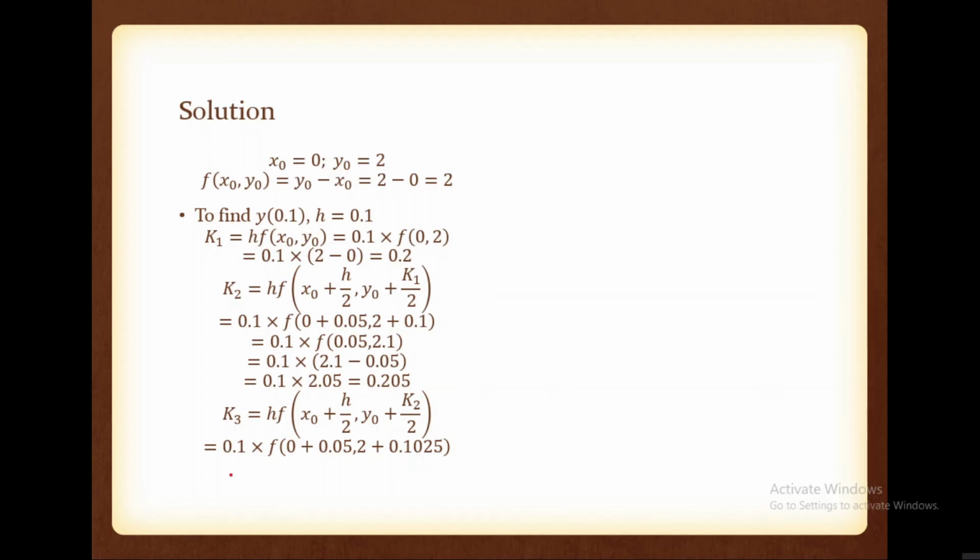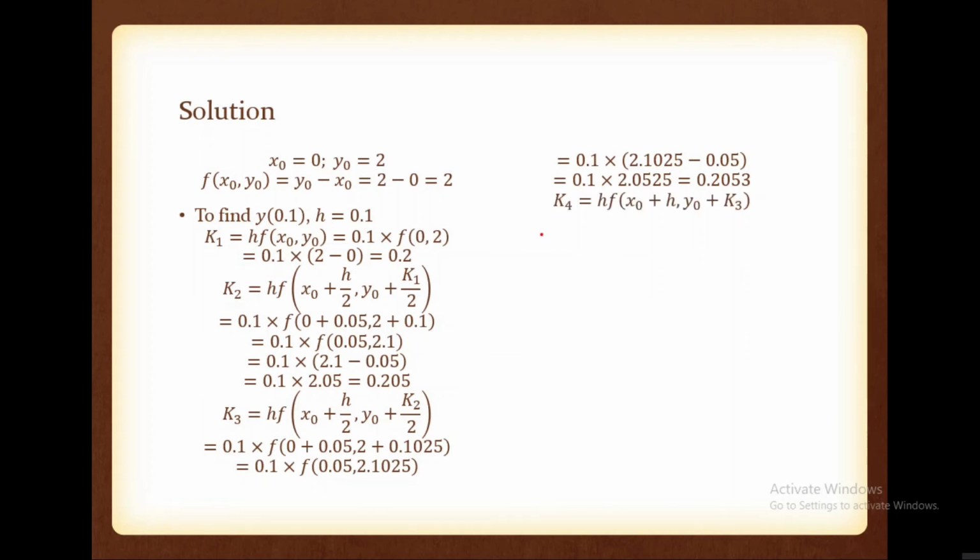So that is equal to 0.1 into f of 0.05 comma 2.1025. So f of x comma y is nothing but y minus x. So we have 0.1 into 2.1025 minus 0.05, that is equal to 0.1 into 2.0525. So that is equal to 0.2053. Actually it is 0.20525. That one is rounded into 4 significant digits. We are using 4 significant digits. What is the equation of k4?